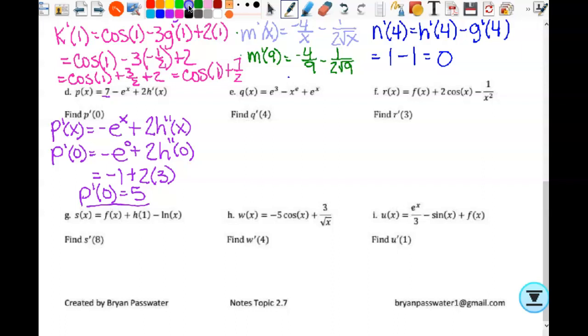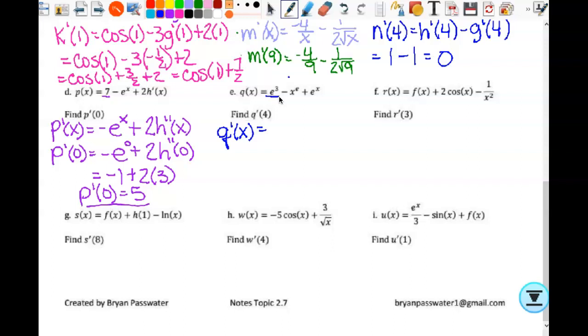Then let's see this one. Okay, q prime of x. We go term by term. What is the derivative of e to the 3rd power? 0. Good, because that is a constant. E is just a number, so it's just plain old 0. Don't do anything weird with it, and don't repeat it there.